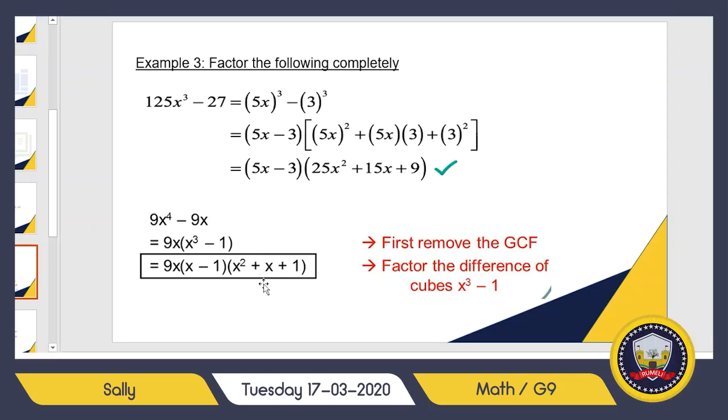Here, the middle term in the second bracket, I usually say that it takes the opposite sign of the first bracket. So here is minus, so I put plus. Then I multiply the first term by the second term. 1 times x will give me 1x or x. It's the same. So here the answer will be 9x, bracket x minus 1, close the bracket. The second bracket will be x to the power of 2 plus x plus 1, and close the bracket.